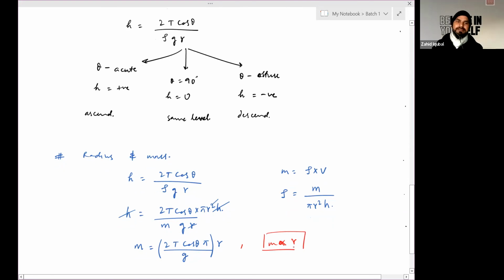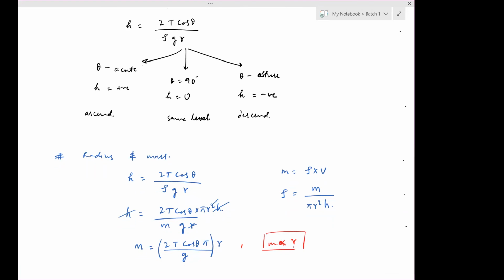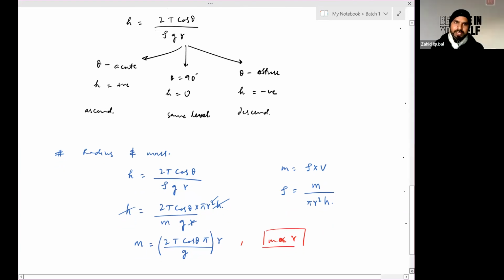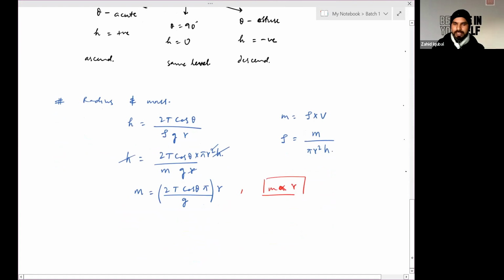Khalid, is it clear? Yes, sir. So related to this part, you will be asked, if a capillary tube having radius r carries a mass m, then the volume will be pi r square h.